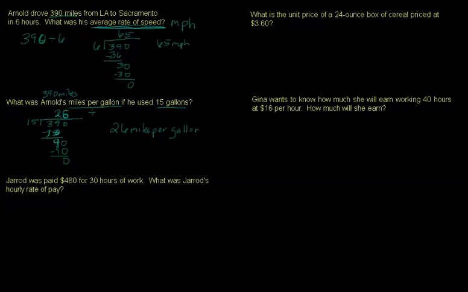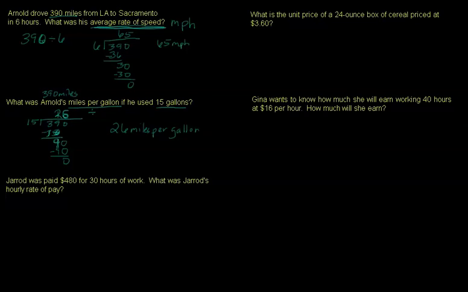So again, 2 gallons would get him 52 miles. 3 gallons would be 26 times 3. Once we know this average, then we can figure out whatever we want to know.